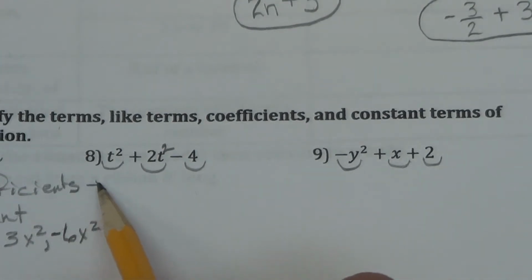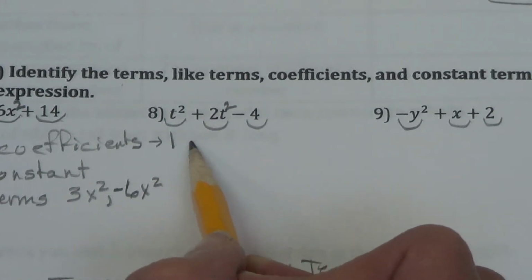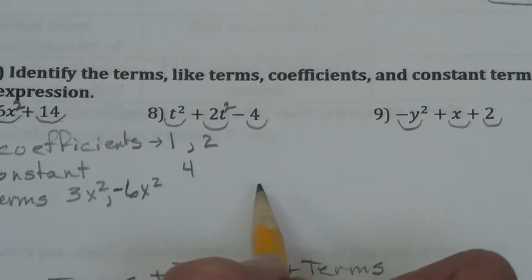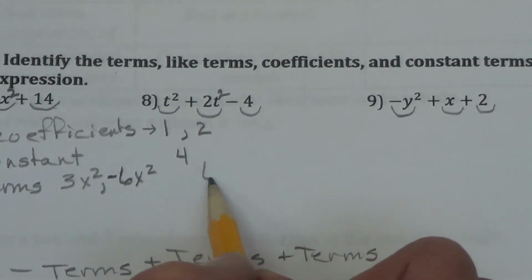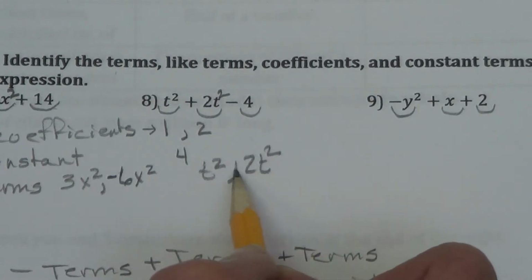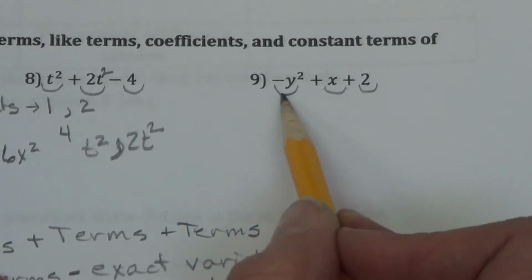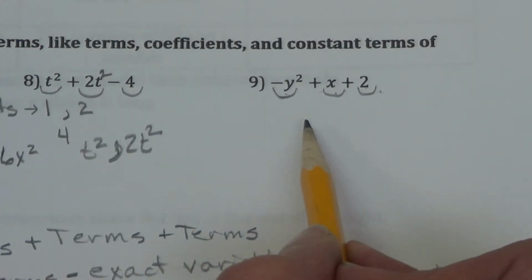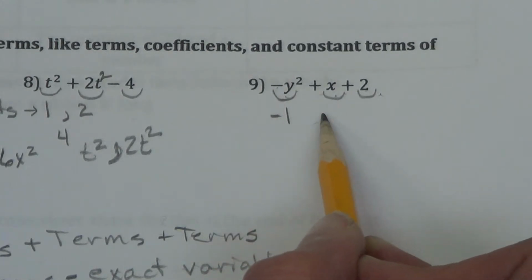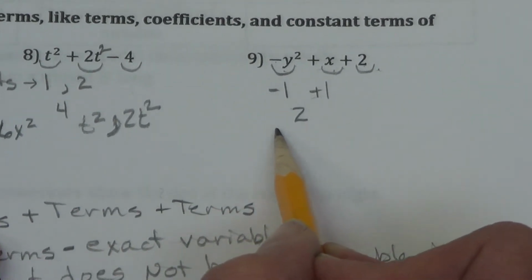Coefficients for this one would be what's in front of the x squared, which is 1. And the coefficient for this would be 2. The constant here is the one without the variable. That would be 4. And the like terms here would be 2t and 1t squared. So 1t squared and 2t squared. Those are like terms. Here we don't have any like terms. We don't have any variables that are the same. The coefficients would be negative 1 in front of the y and positive 1 in front of the x. The constant is 2, and the like terms, like I said, we don't have any.